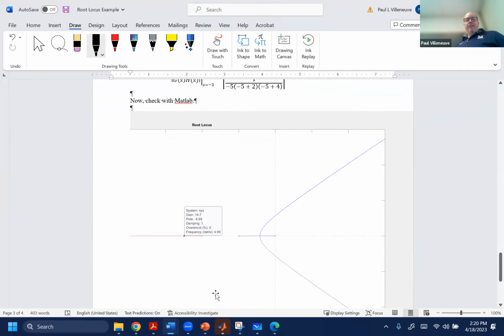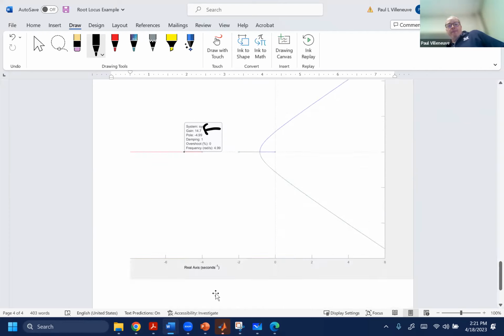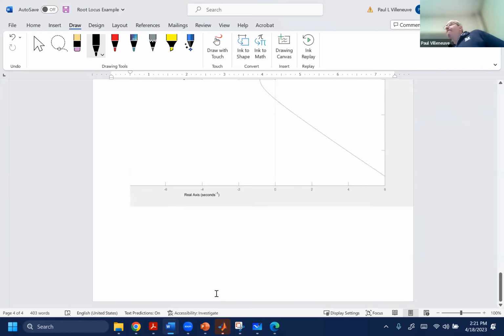Go back to MATLAB. Again, I got as close as I could by eyeballing it. You can see right here, for a gain of 14.7, my pole is minus 4.99. I couldn't get it any finer, but it looks pretty close, right? K is almost equal to 15, and the pole is almost equal to minus 5. So all that stuff checks out.